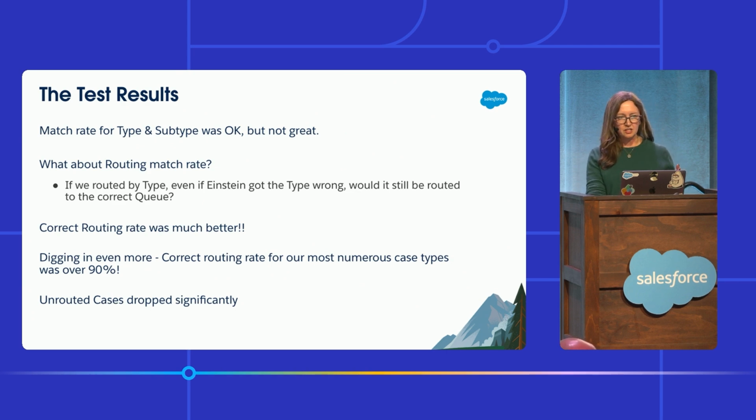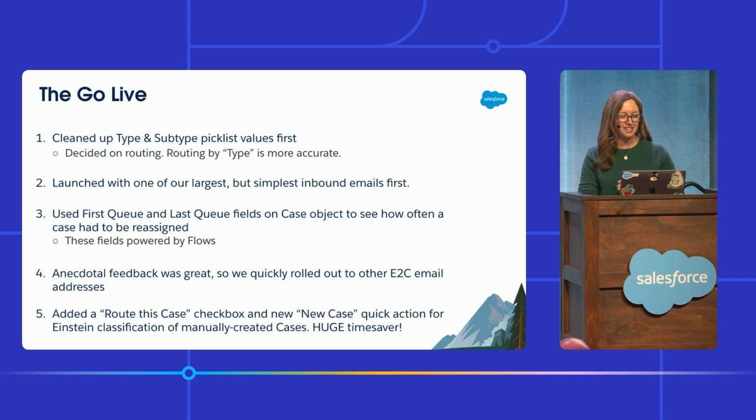So I presented this to the managers and the head of support. They were like, wait, what were you doing? But once I got to the results, they were pretty excited and decided to go live. The first thing we had to do, though, was clean up our type and subtype pick lists. Those were, as I'm sure you can imagine, kind of a hot mess, had been developed by a lot of different teams over the years, and were solely used for reporting. We wanted to still use them for reporting, but also use them for routing.